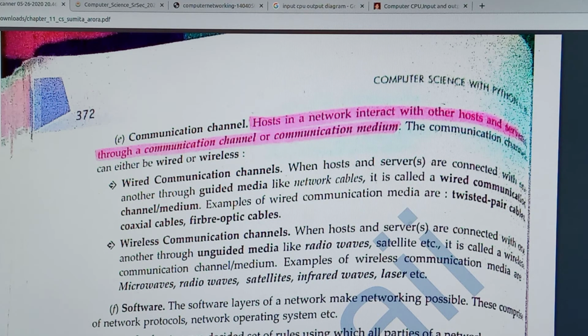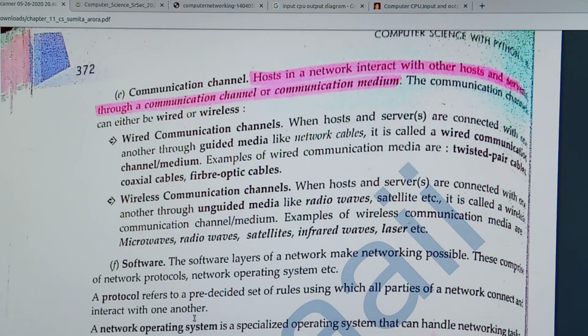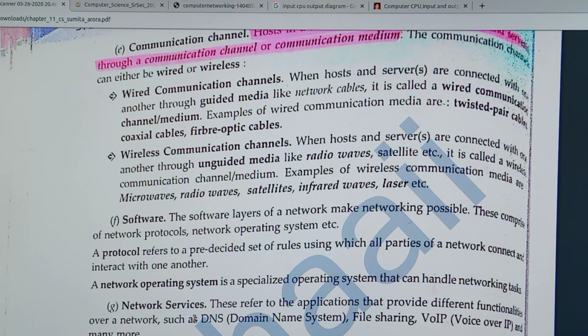We need to follow those rules in order to take data from one computer to another computer. There are too many protocols, and in the coming section we will study different types of protocols. Then there are many networking services like domain name system, file sharing, and voice over IP. VoIP means voice over IP. These are the important networking services. In the coming session we will study what domain name system, file sharing, VoIP, etc. mean.